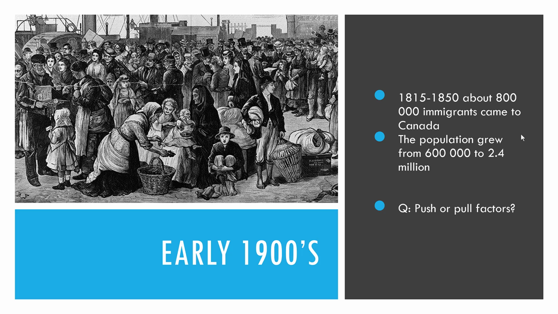Push or pull factors. Okay, so the question here is, what were the push and pull factors that brought them to Canada? And there's some history there as well. It talks about them coming from Britain and Ireland, and the answers can be found on page 44. And you need to know a little bit about the potato famine.